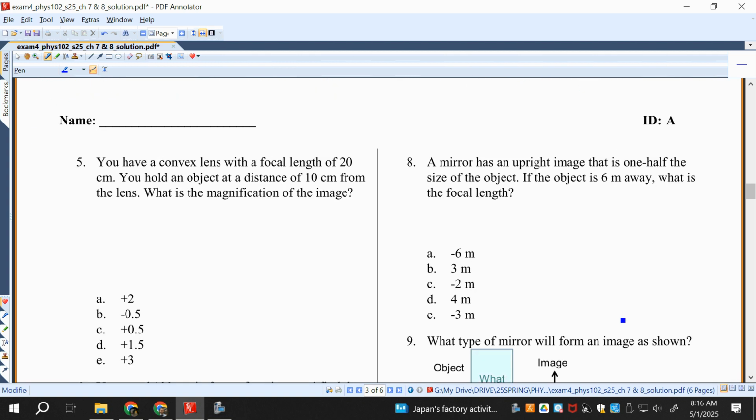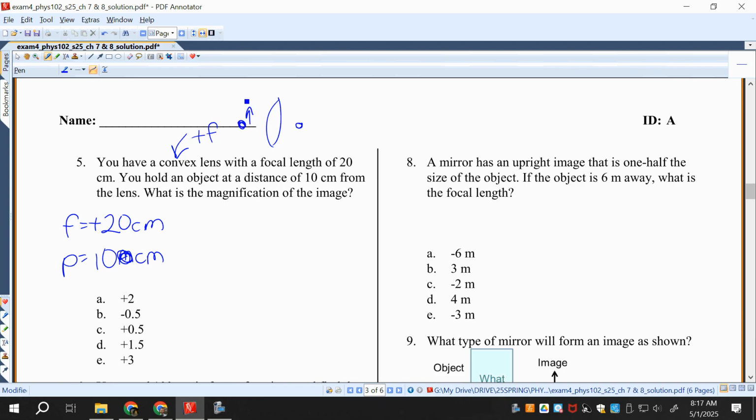You have a convex lens with a focal length of 20 centimeters. So that focal length is positive 20 centimeters. Convex lens, positive focal length. So a lens like that. I hold an object at a distance of 10 centimeters from the lens. Okay, so I can get rid of several options here because I know if my object is in front of the focal point like that, that's my object, that my image is bigger, upright, and virtual. So I can get rid of that one and that one. So it's either A, D, or E.